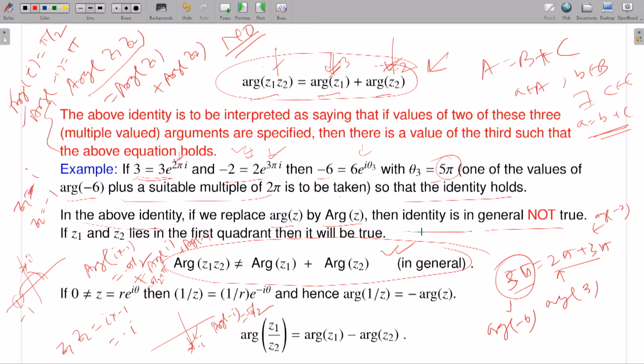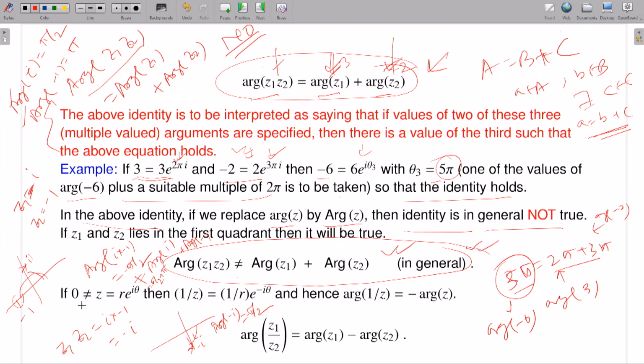So therefore the equality, principal argument, is no more true. But small arg is true, provided in that sense I have discussed. So pick any two elements from any two sets, then there exists an element in the third set such that this equality is true. Okay, so this is nice.